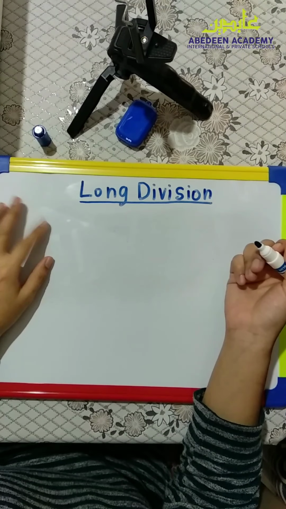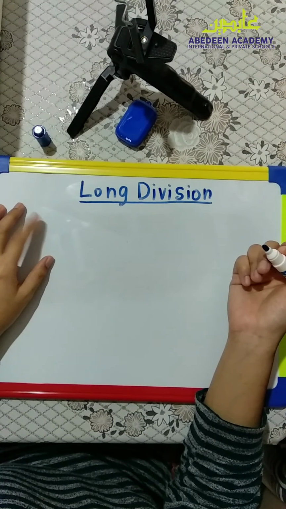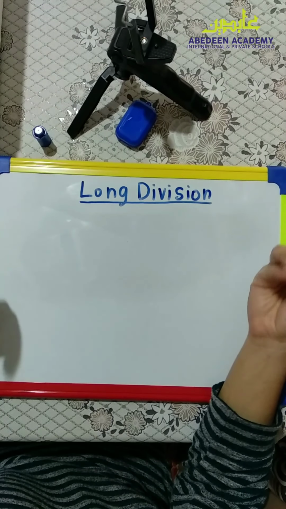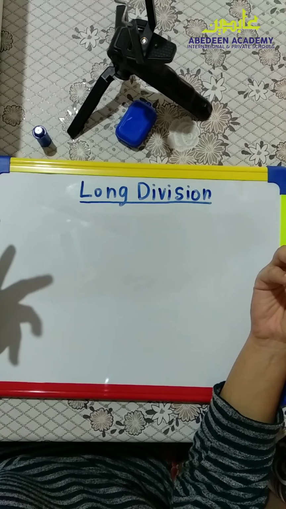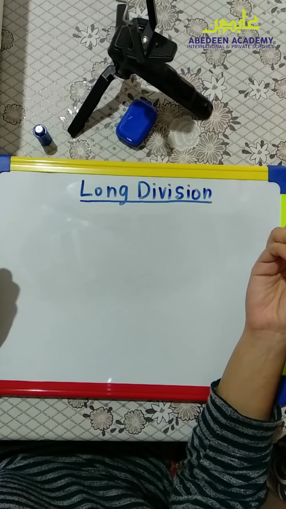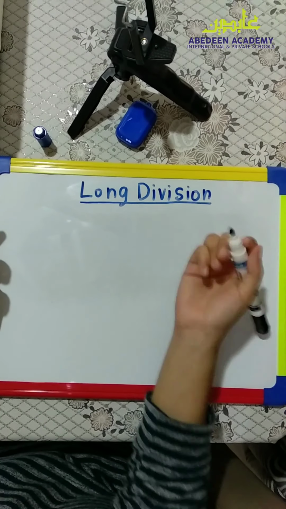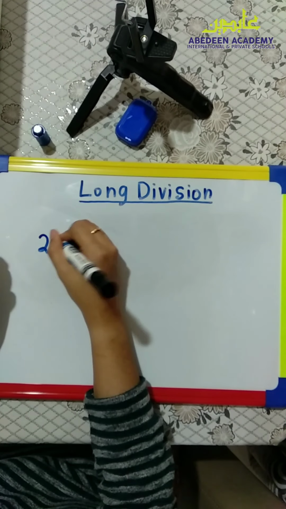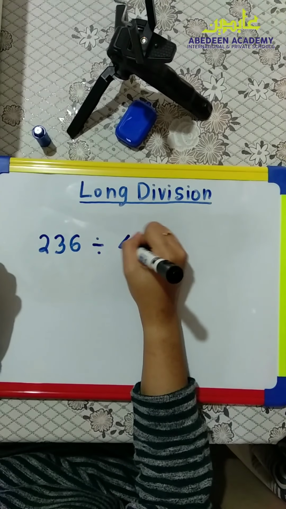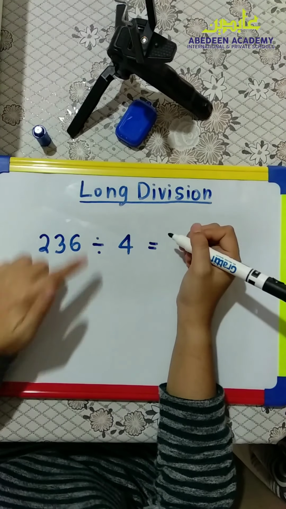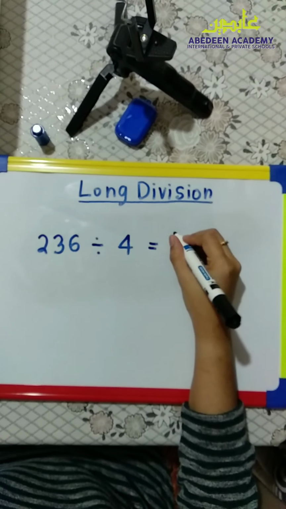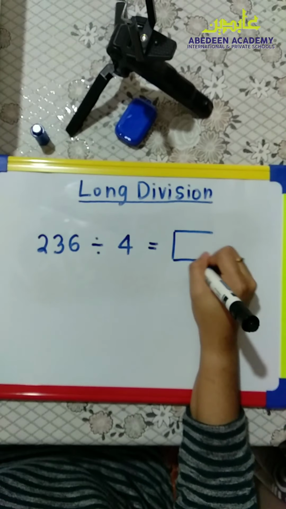Welcome back. So we're continuing with long division. So how to divide hundreds of numbers into some quotient? For example, I give you one question here, 236 divided by 4. There's no way you can count these big numbers into 4 groups. It's hard to find the quotient manually.